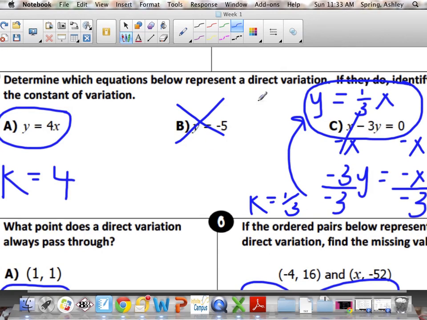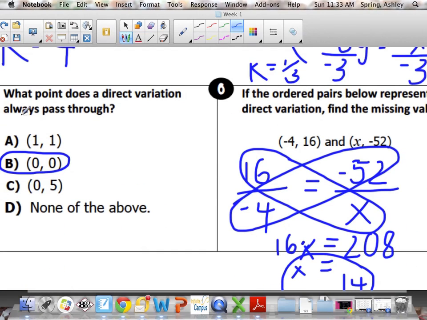Letters A and C are representative of direct variation because I can easily pick out the constant in each. In this case, for letter A, the constant is 4. And C looks a little deceiving at first, but remember you need to be thinking about if there's any way you can manipulate an equation to get it into the form y equals kx, then it is considered direct variation. So I did that here and I found that my constant was positive 1/3, y equals 1/3 x. Direct variation will always pass through the point 0, 0.